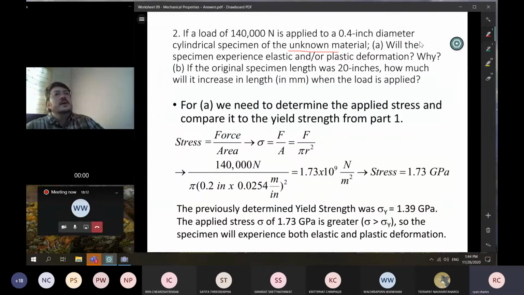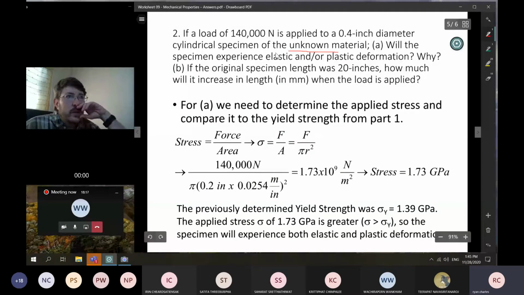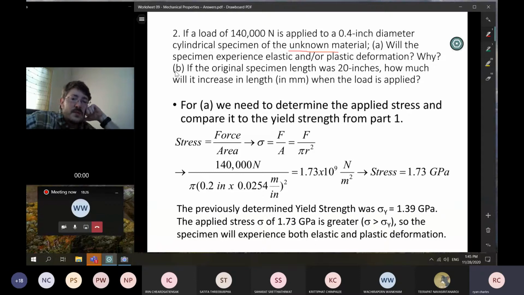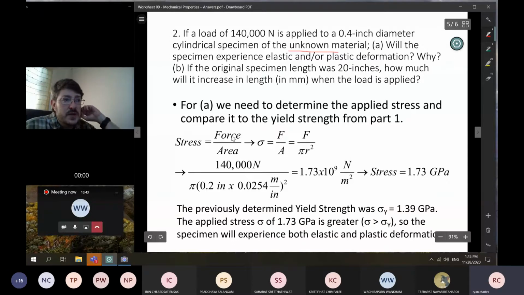perhaps. All right. So, will the specimen experience elastic or plastic deformation? All right. We have to figure out what's going to be the stress. What's going to be the stress on this cylindrical rod? Right. We're gonna load it up, and we're gonna pull on it. And is it going to just stay in the elastic regime, or are we going to go past the yield point into plasticity? Right. So you know that stress is simply force over area.